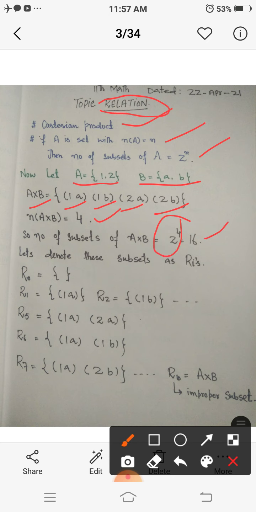Now let us denote all these 16 subsets by R_i, that is R0, R1, R2 up to R15. These are all the different subsets of this A cross B. That is, R0 is the null set, R1 is {(1,a)} because it contains only one element, R2 is {(1,b)}, similarly up to R6 is {(1,a), (1,b)}, R7 is {(1,a), (2,a)}. Similarly, let me consider R10 to be A cross B, because every set is a subset of itself, which is the improper subset, and the remaining are proper subsets.